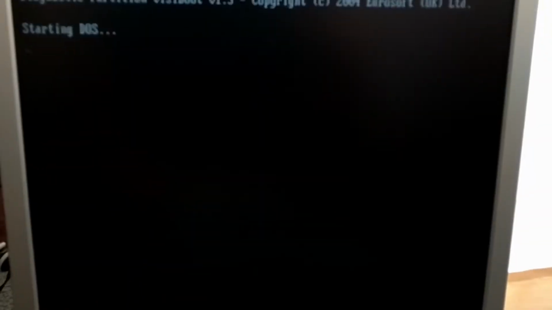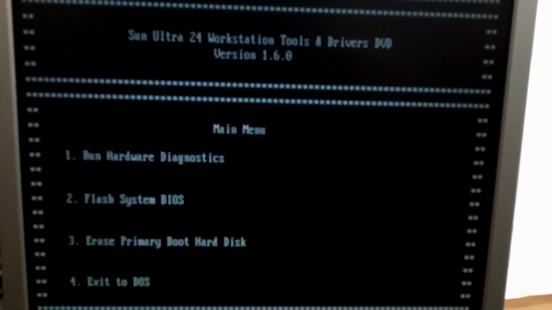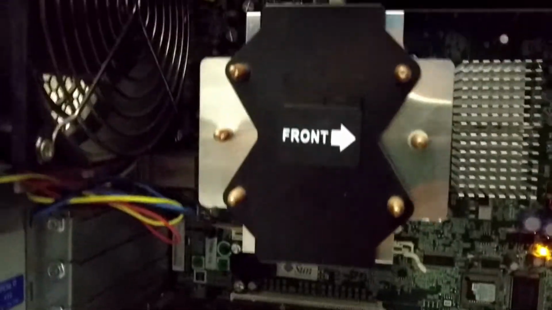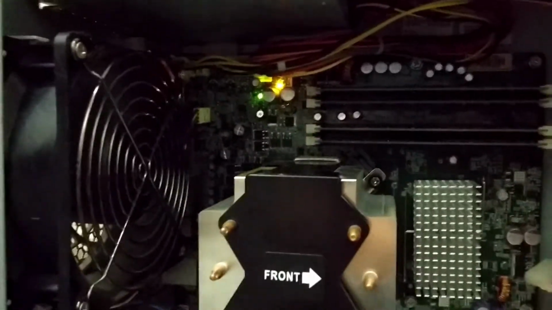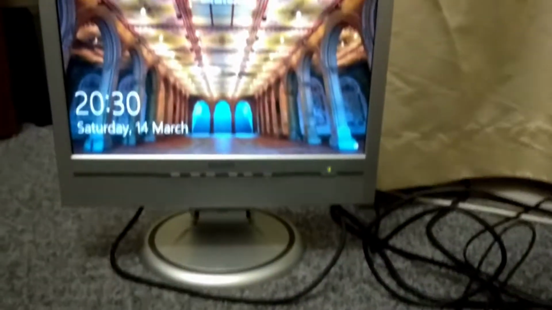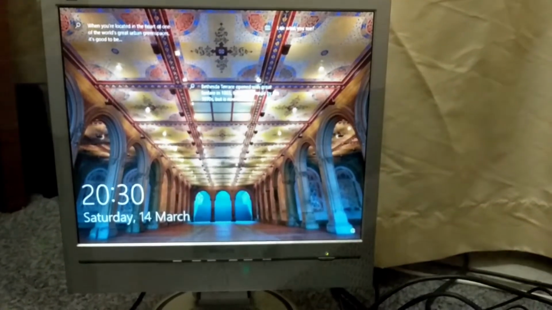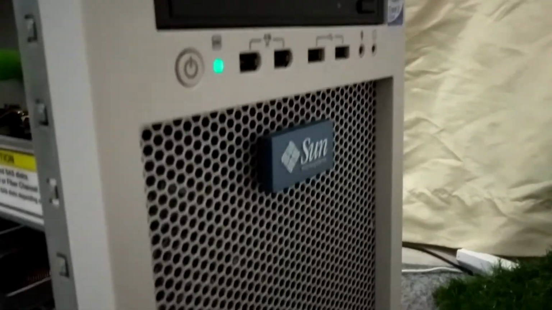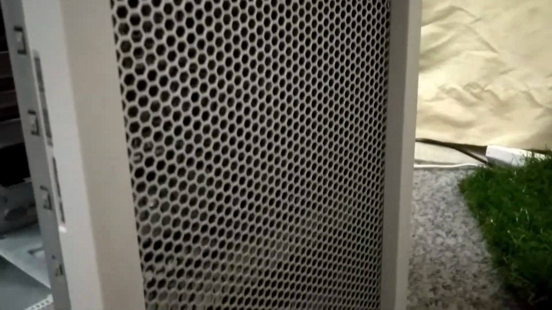Let's do that BIOS update I was promising you. Good old MS-DOS. And when I did the BIOS, the power went. This was load shedding. Thankfully, I had the machine on UPS, however the monitor wasn't, but we didn't lose the machine. And I think it came out pretty well. Got Windows 10 running on it, so all is well. Looking mighty fine, the Ultra 24.